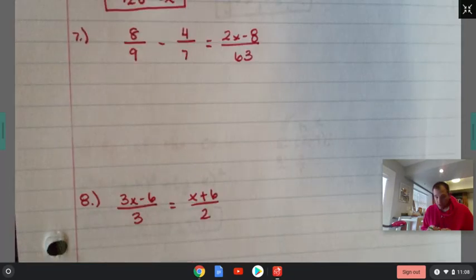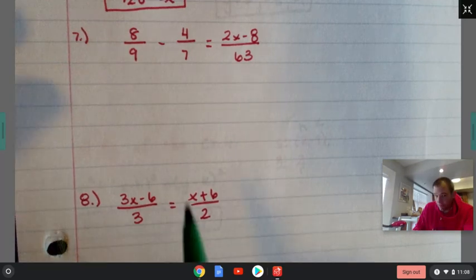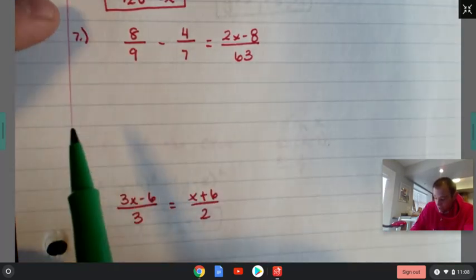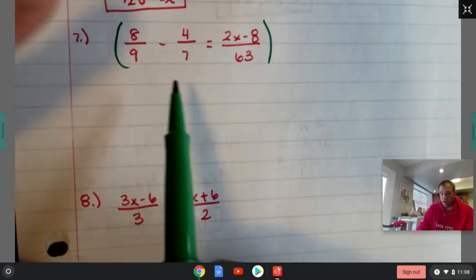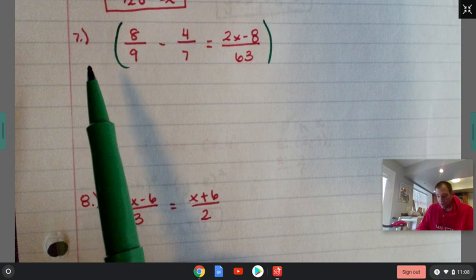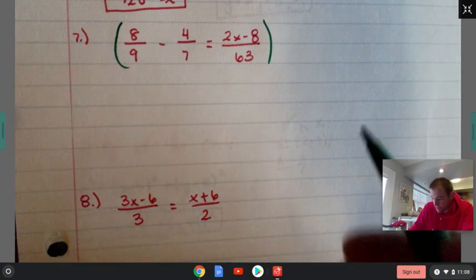So number 7, we got 3 fractions now. I need to get rid of the fractions. So I'm going to multiply this entire problem by the least common denominator of 9, 7, and 63, which in this case is 63.